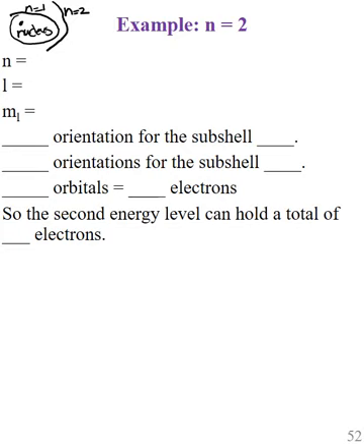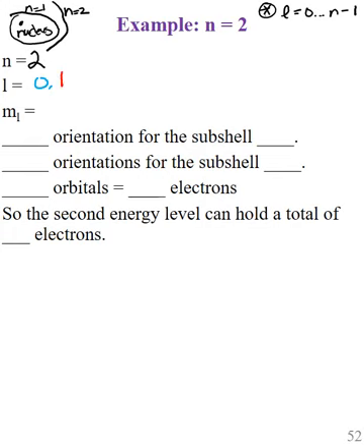Okay, so because our example is n equals 2, our n is going to be obviously 2, right? What are the values L could have? Remember, L can have any values between 0 and n minus 1. You have to memorize that. So in this case, it could have any values of 0 or 1.